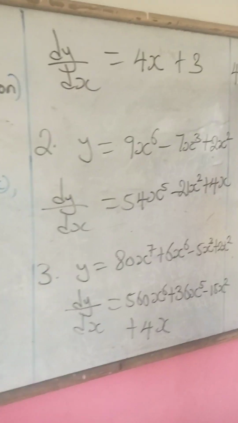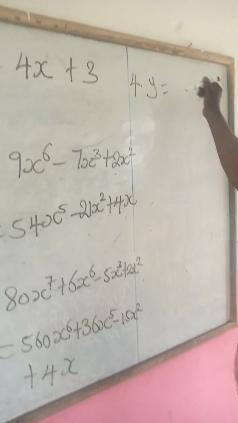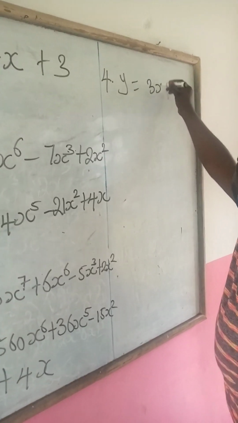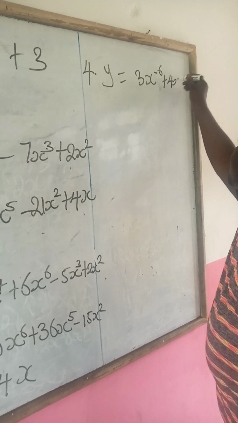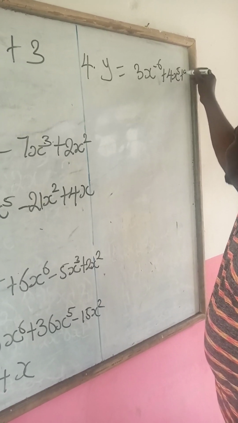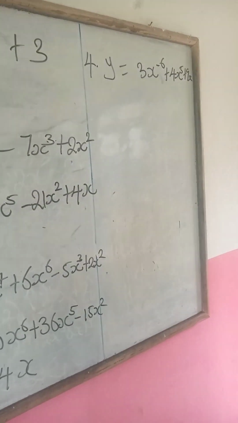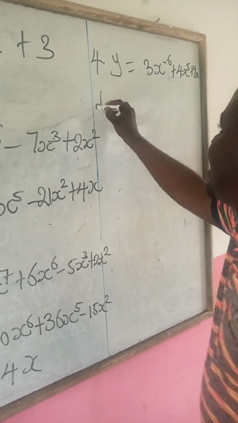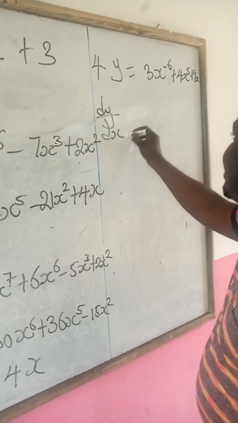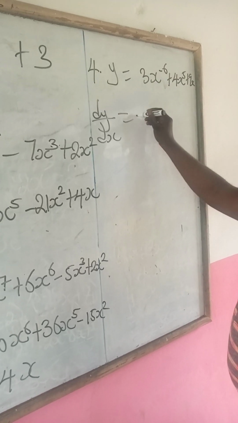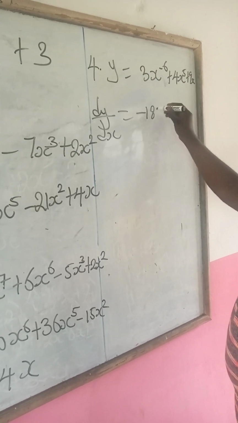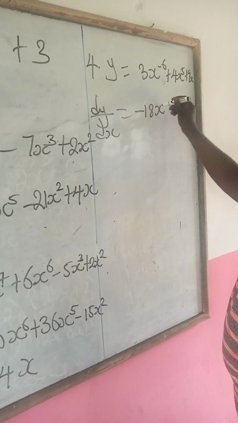Let's look at number 4. If you have y equals 3x raised to the power minus 6, plus 4x raised to the power 5, plus 9x. How can you solve this by applying the sum rule? So our dy/dx becomes, this minus 6, you use it to multiply this 3. It becomes minus 18x. Minus 6 minus 1 will give you minus 7.